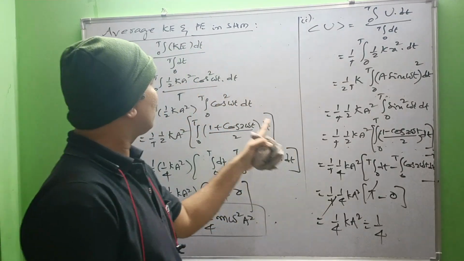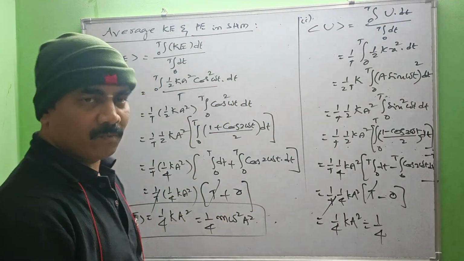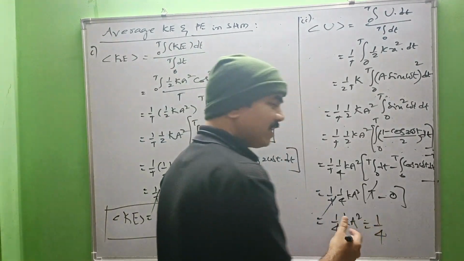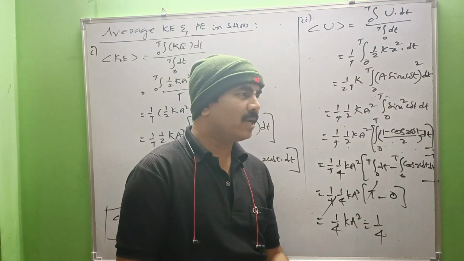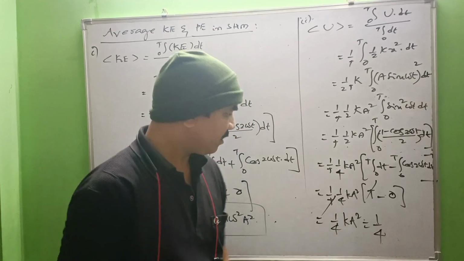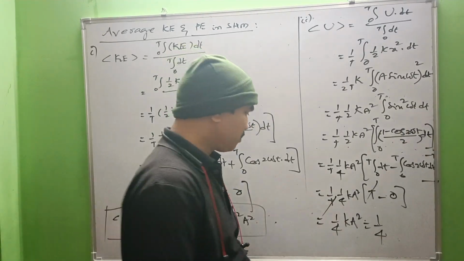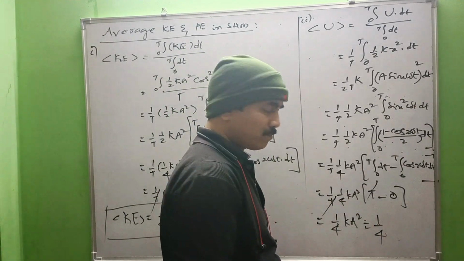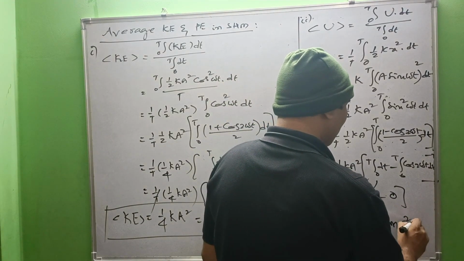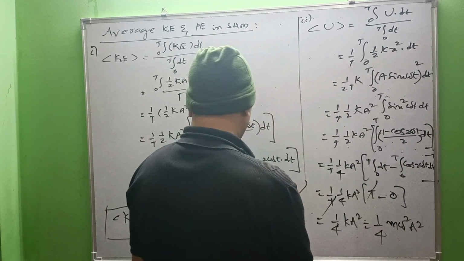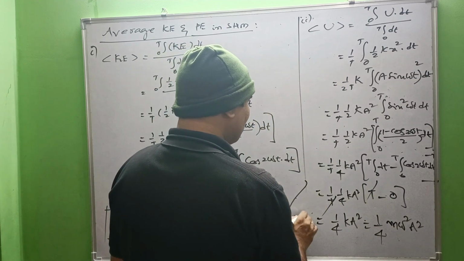Once again, k means m omega square, the constant related to oscillation, which is usually known as the restoring force constant, sometimes spring constant also, while dealing with springs. So 1 by 4 k means 1/4 m omega square into a square. So this is the average potential energy.